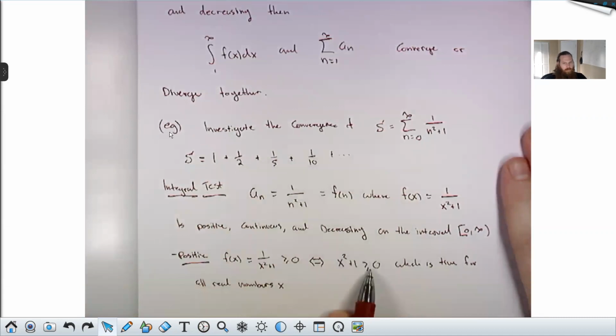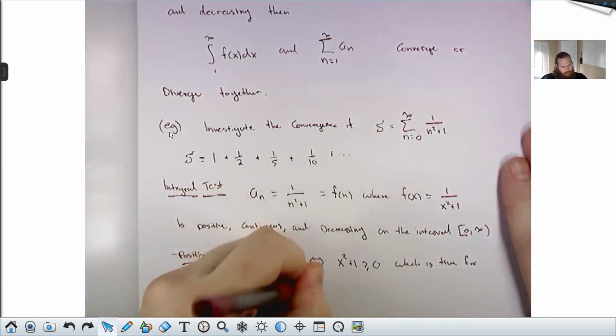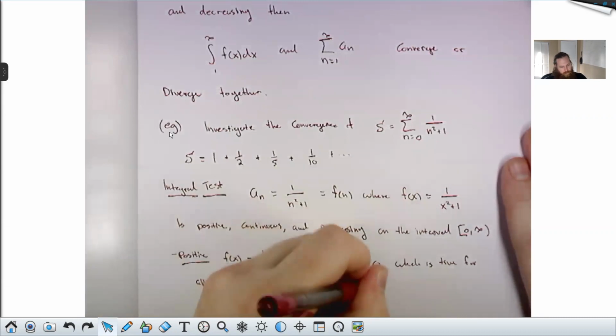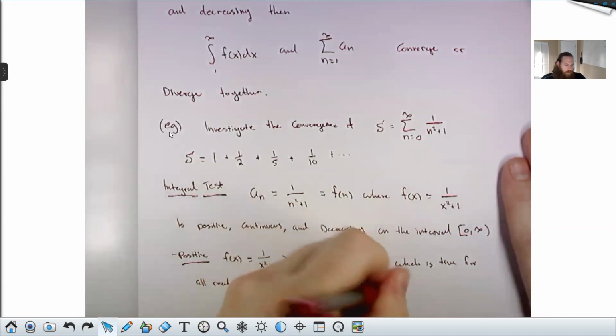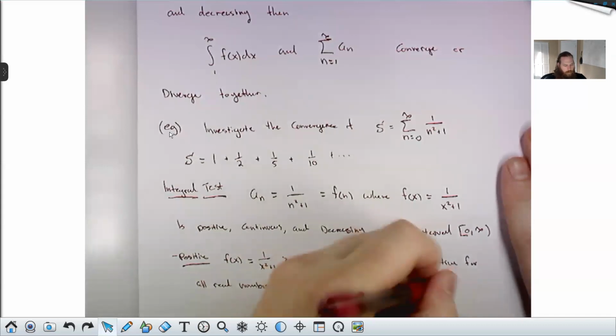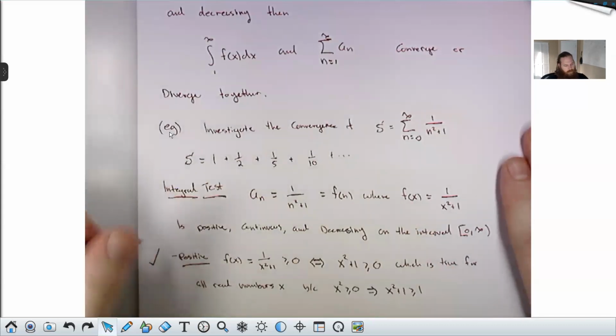Every real number x that you plug into x squared plus 1 gives you something positive. Because x squared is greater than or equal to 0, which means x squared plus 1 is greater than or equal to 1. So squares are non-negative, which means x squared plus 1 is always greater than or equal to 0 because it's greater than or equal to 1. So positivity, check.